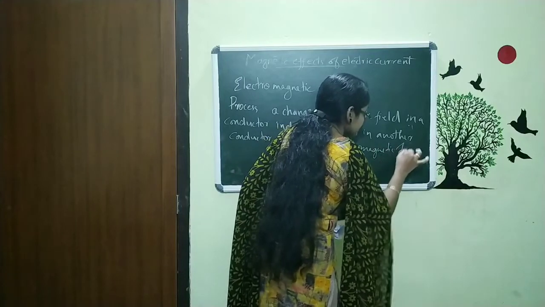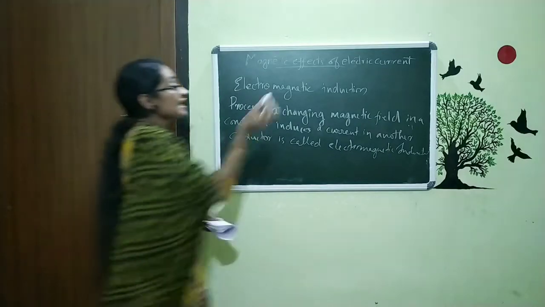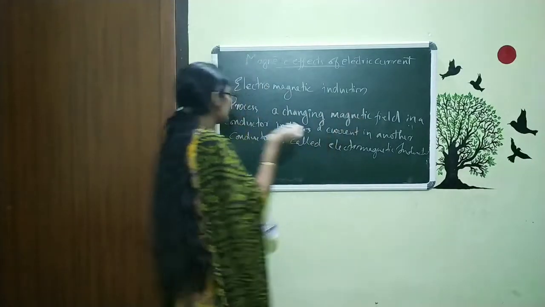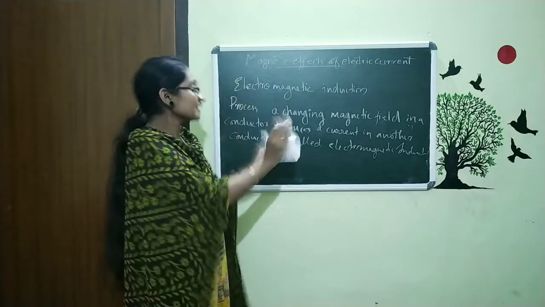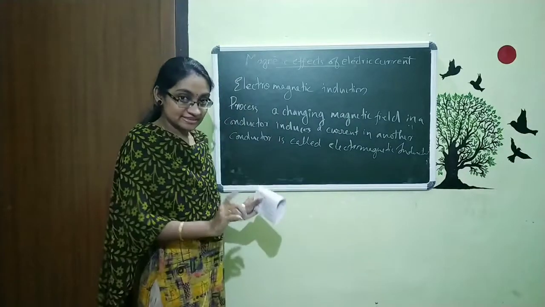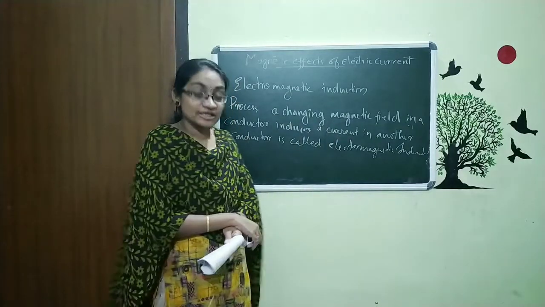Electromagnetic induction. So what is this? It is a process by which a changing magnetic field in one conductor induces, that means produces, a current in another conductor. This is called electromagnetic induction.